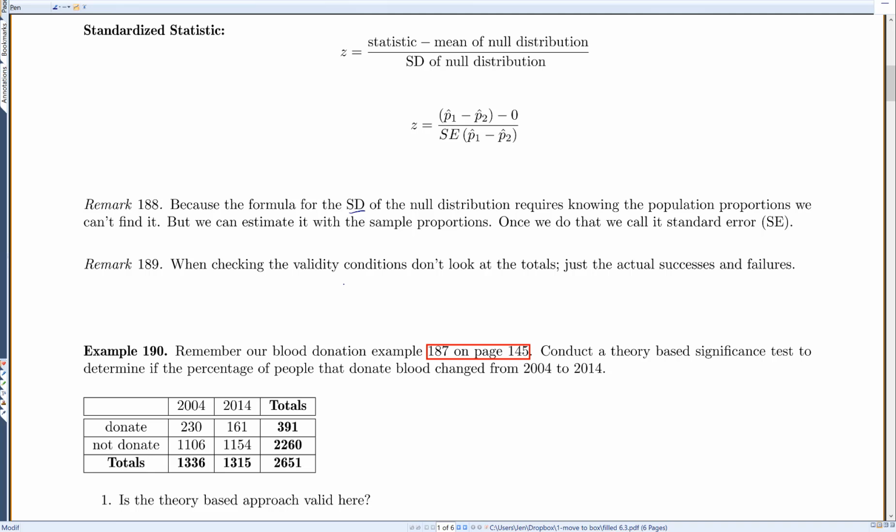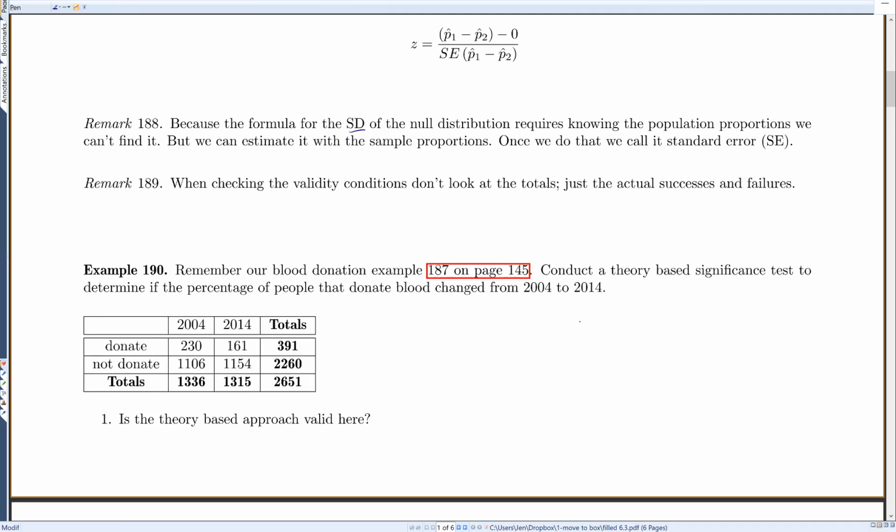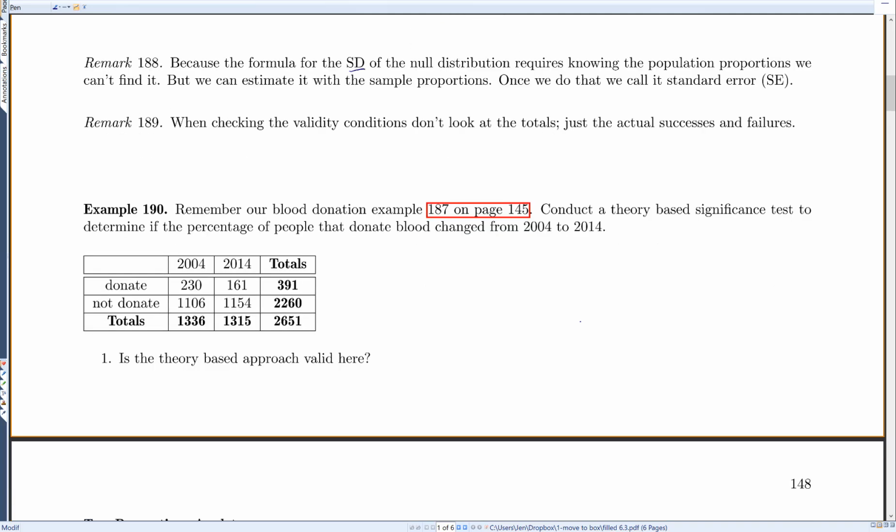Just as a note, when you're checking the validity conditions, you don't look at the totals, just the actual successes and failures. So, for example, remember our blood donation example. We want to conduct a theory-based significance test to determine if the percentage of people that donate blood changed from 2004 to 2014. It didn't say increase or decrease, it just said changed. So this is going to be a not equal to hypothesis. But first, let's figure out, is the theory-based approach valid here?